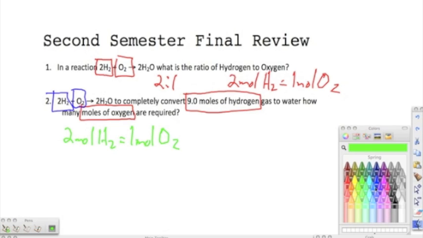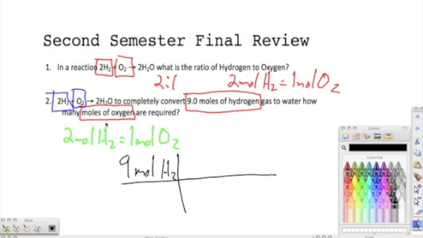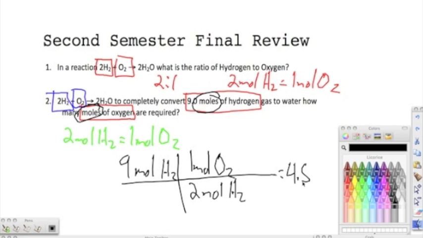Okay, and from here we can go ahead and work this out. Remember, we always start with what the problem gives us. We start with 9 moles of hydrogen, and then we use our conversion factor, and it's just a mole to mole conversion. We go from moles to moles, so we're just going to be using this conversion factor, and since we have moles of H2 on top, we put 2 moles of H2 on the bottom, and then we put our 1 mole of O2 on the top, multiply the top, divide by the bottom, and we get an answer of 4.5, and that would be moles of O2.